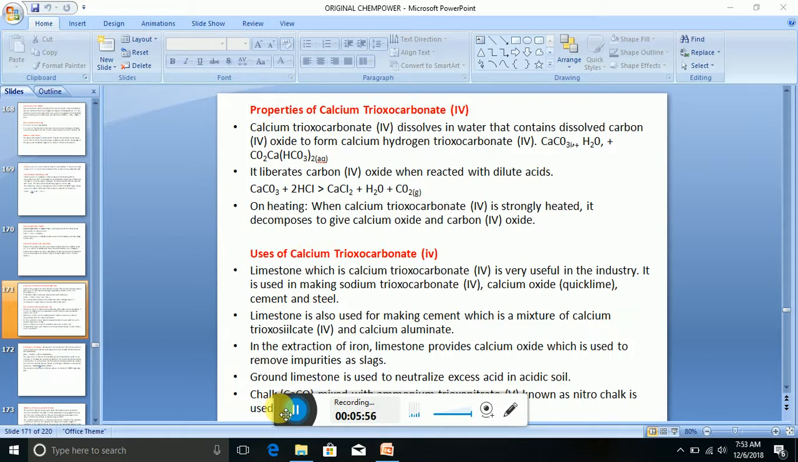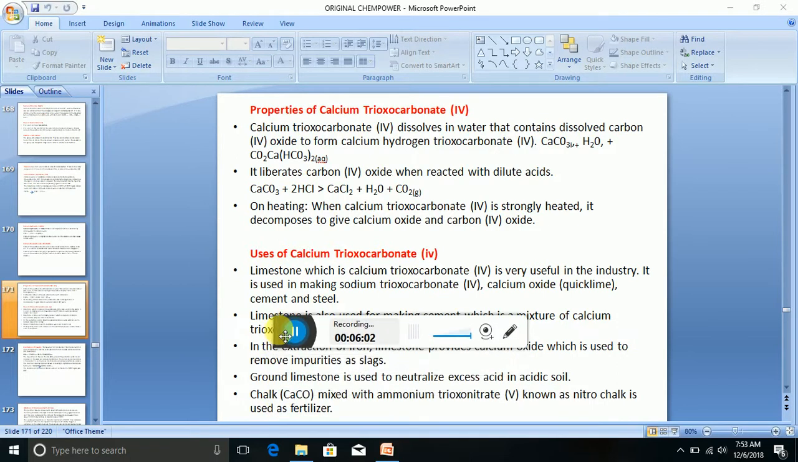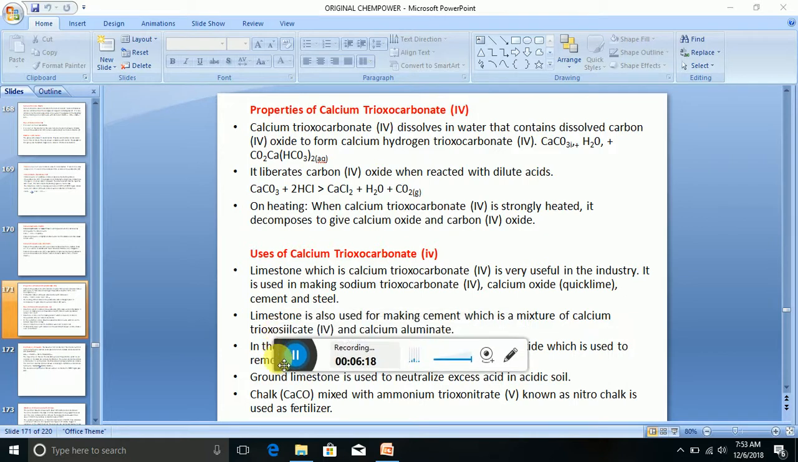Ground limestone is used to neutralize excess acid in acidic soil. Chalk, CaCO3, mixed with ammonium trioxonitrate(V), known as nitro chalk, is used as fertilizer.